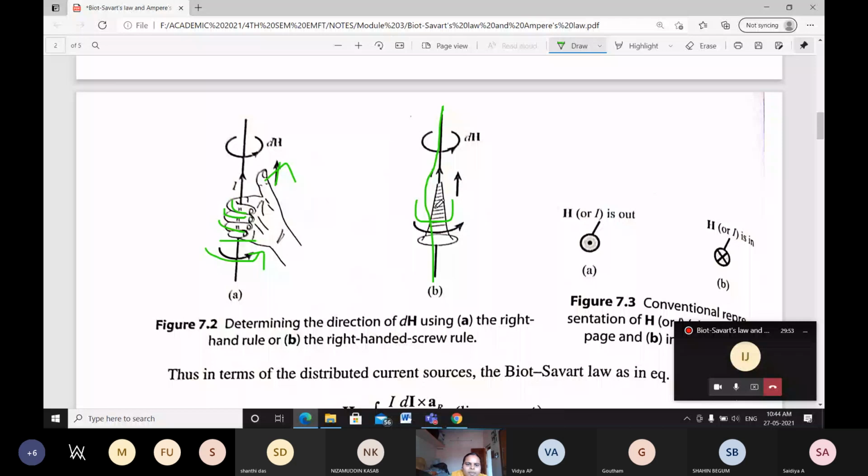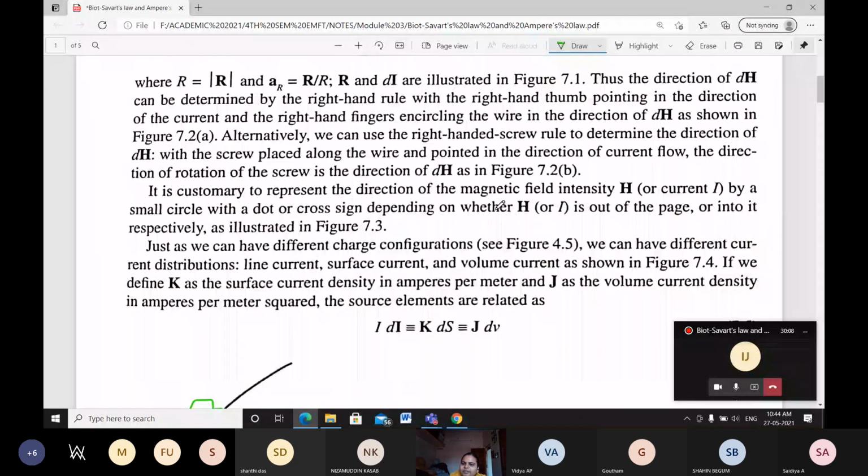Then, to represent the direction of the magnetic field intensity, that is H, or current I, we use a small circle with a dot or cross sign, depending on whether H or current, meaning magnetic field intensity or current, is out of the page or into the page respectively.